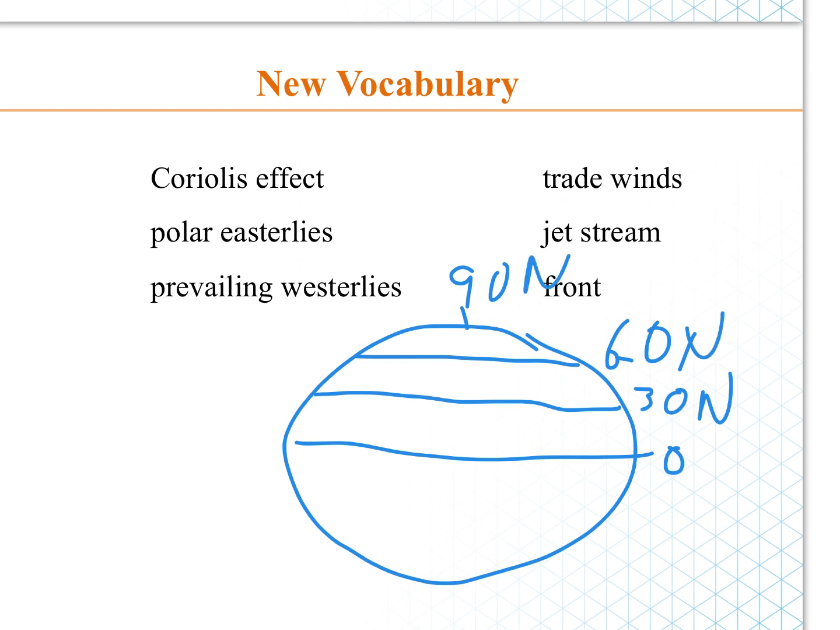And in fact, we're going to have areas where the air is going to sink. That's going to be around 30 and around 90. That's going to create high pressure. And then at the equator, we're going to have rising air, which is going to create low pressure.